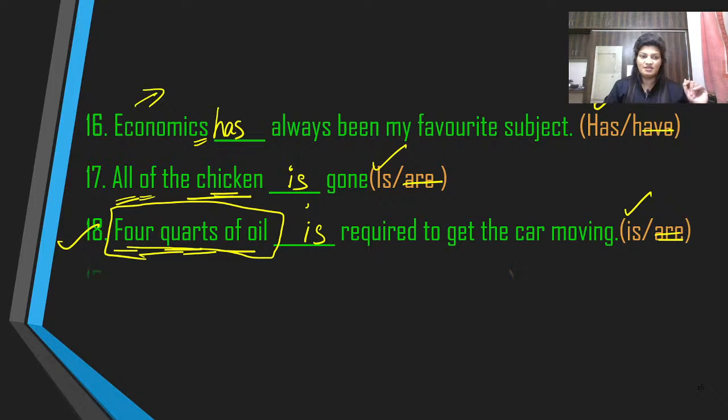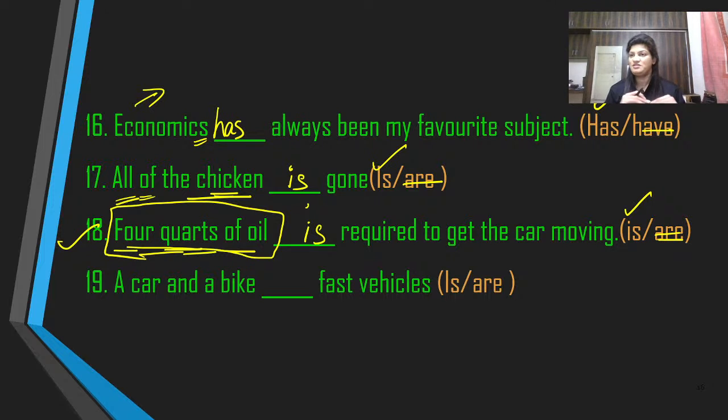Okay. Good, different, bad, different. So here, good, different, bad, different. Creation of art and craft. Okay. A car and a bike.